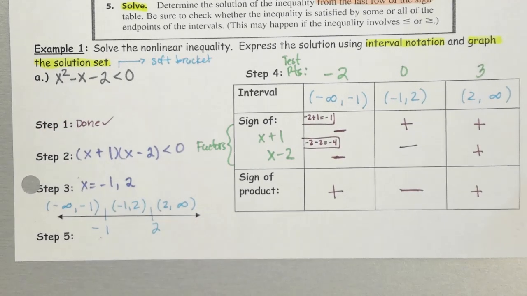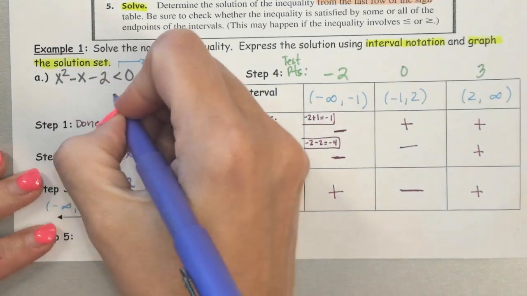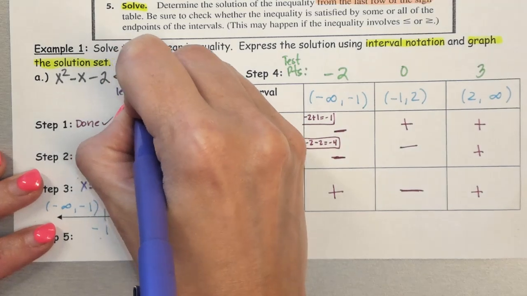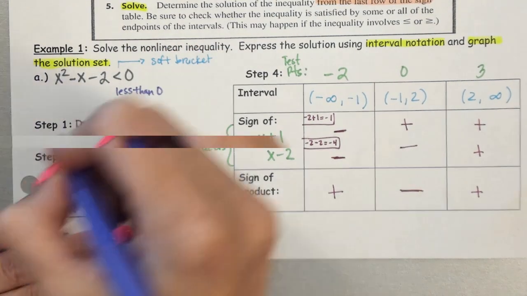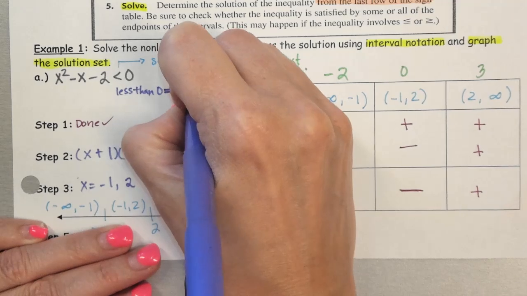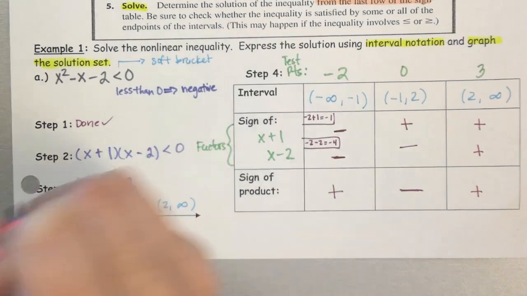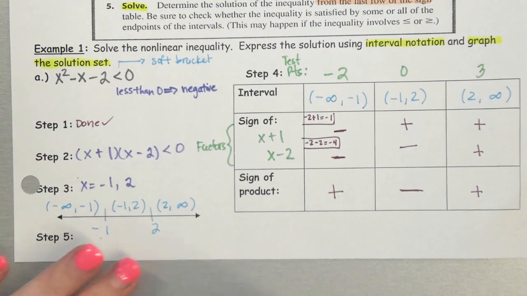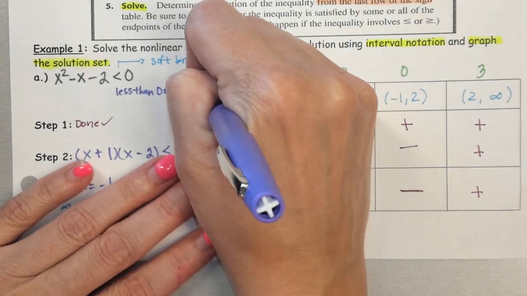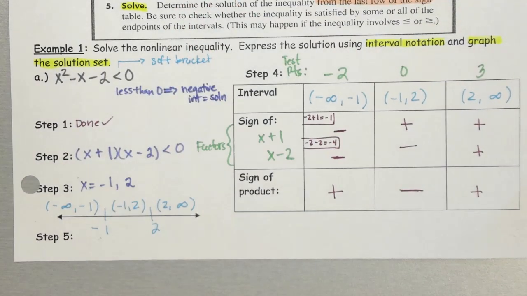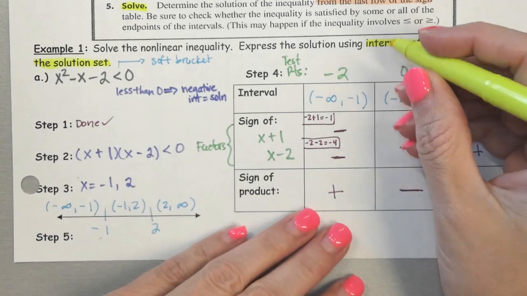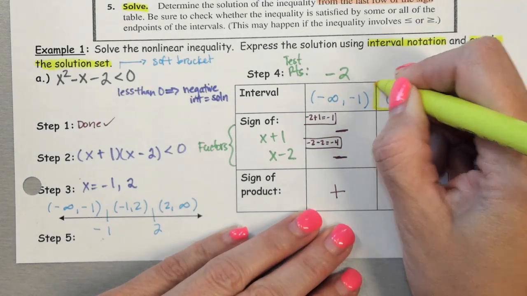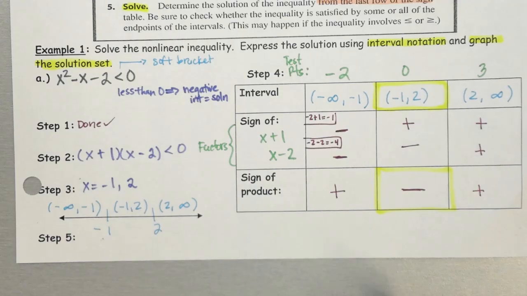Okay, so the sign of the product, your solution is going to depend on your equation here. So this equation is less than 0. So if it's less than 0, what intervals do we want? Do we want the positive or the negatives? We want the negatives. Okay, so if it's less than 0, the negative intervals are going to be our solution. Okay, so that means our solution is going to be this interval here because it resulted in a negative.